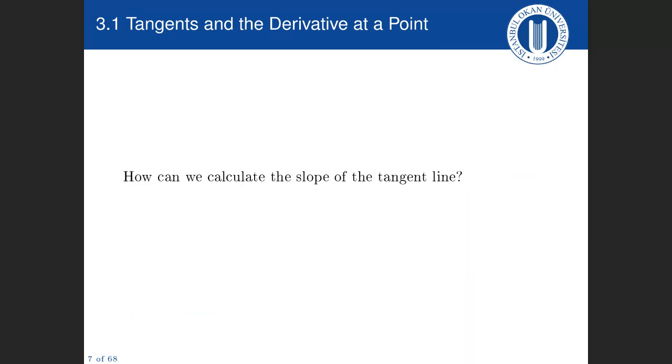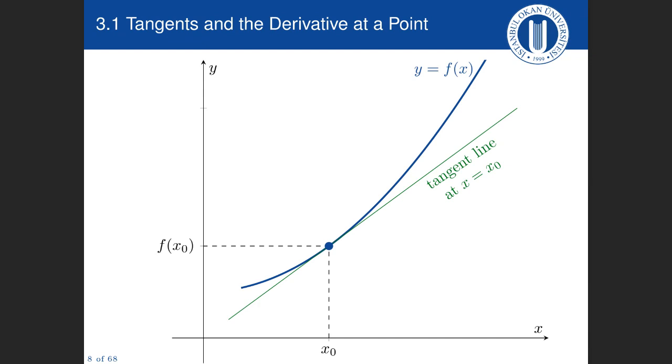But how did I know this? How can we calculate the slope of a tangent line if we know a function? Well, instead of calculating the slope of the tangent line, we could calculate the slope of a different line. We could calculate the slope of this orange line.